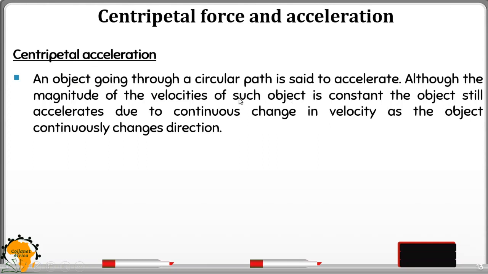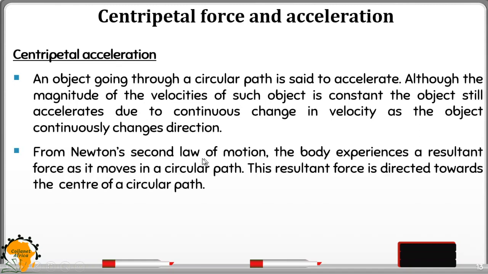This body has a constant velocity in terms of magnitude, meaning that the magnitude of that velocity is not changing, but that particular body is said to accelerate. What makes this body accelerate is that the velocity is changing in direction at any instant. Remember, velocity is a vector quantity, so if it changes direction, then it is giving us a change in velocity. And when we have a change in velocity, then we have acceleration.